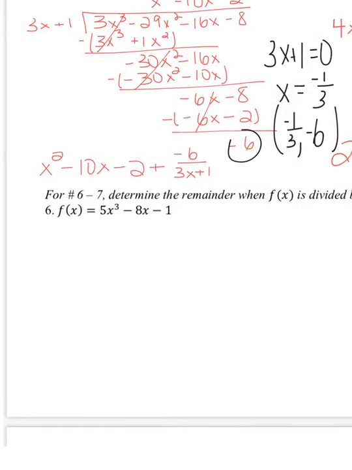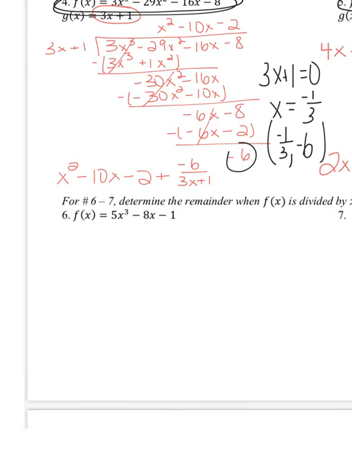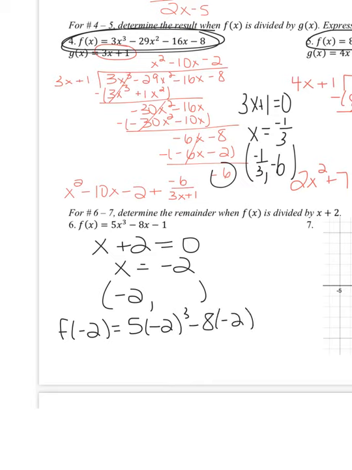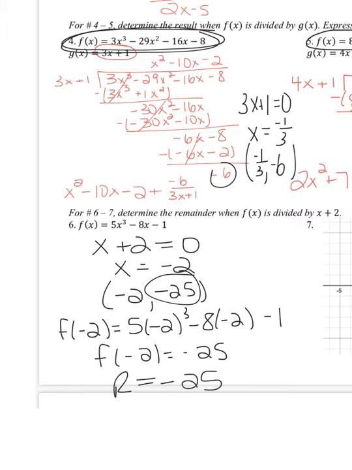So you can use that in number 6 and number 7. So for number 6, determine the remainder. When we're dividing by x plus 2, x plus 2 equals 0, so x is equal to negative 2. So I need to figure out the point when x is negative 2. So I do f of negative 2 equals 5 times negative 2 to the third minus 8 times negative 2 minus 1, which gives me negative 25. So the y value is negative 25, which means the remainder is negative 25, which means that x plus 2 would not be a factor of f of x for number 6.